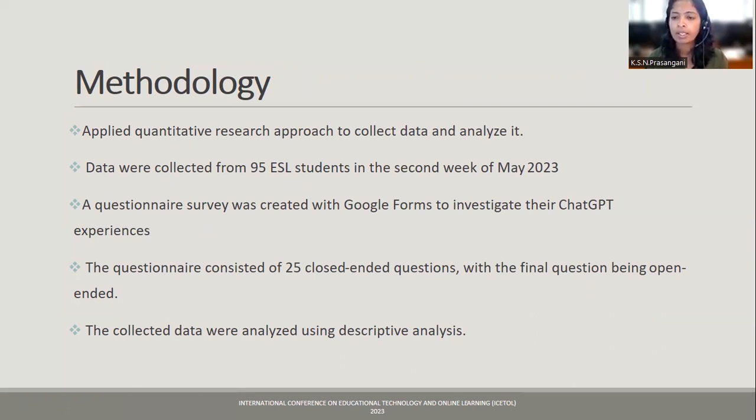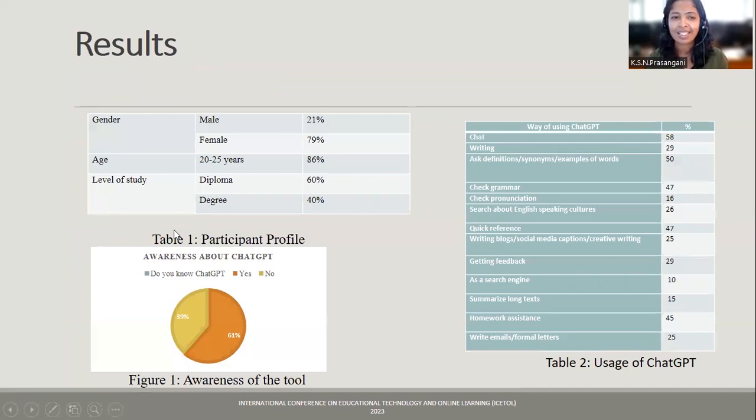In our questionnaire, there were 25 close-ended questions, and we included an open-ended question at the end to get some comments of the learners about using ChatGPT. And we have analyzed the data by using descriptive analysis. So we will move to the results of the study.